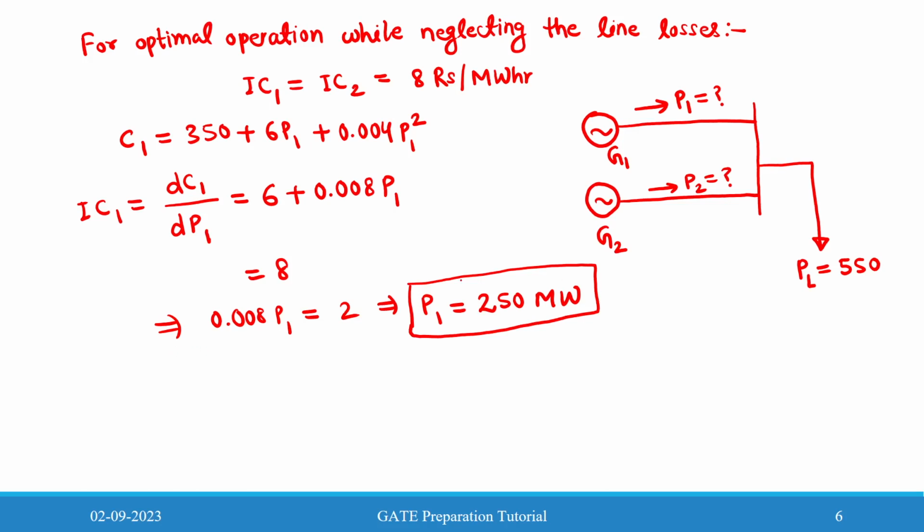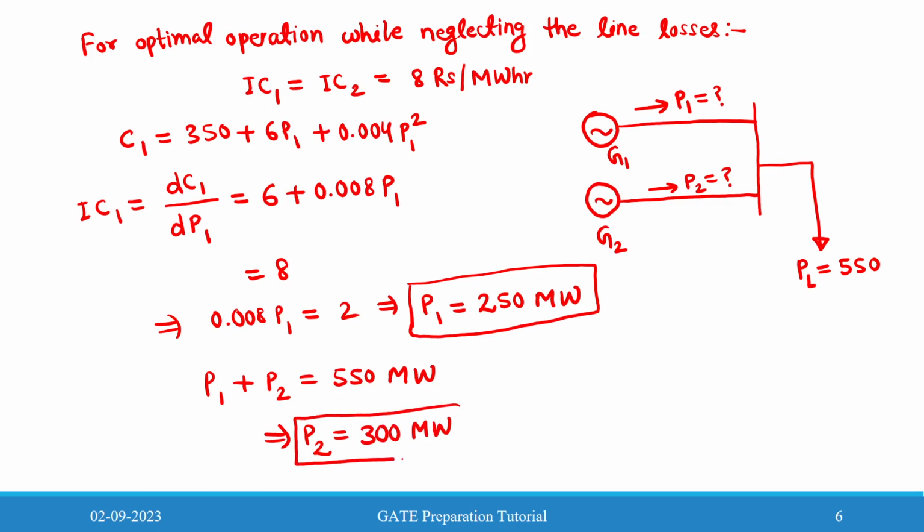Since all the generation will be equal to the load power, P1 plus P2 equals 550 megawatt. From here you can find this P2. P2 will be 550 minus 250, that will be 300 megawatt.